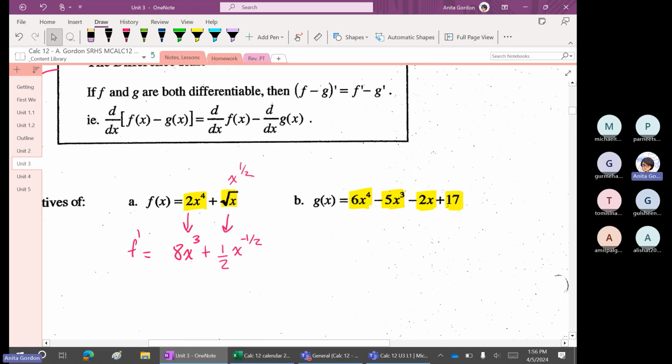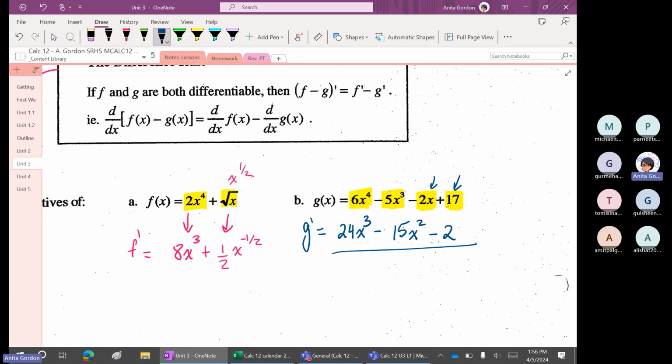Okay, so if you have something separated by plus and minuses, just do them individually and add them together. G prime here, 4 times 6, 24, x to the power 3. 5 times 3 is 15, x to the power 2. 2, x to the power 0 is 1, and a constant gives me a 0, so the derivative here will reduce your degree.